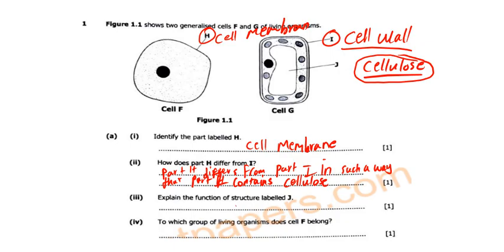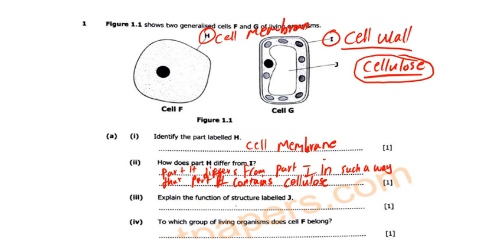Now part H differs from part I in such a way that part I contains cellulose while part H doesn't have cellulose. Yes, there are other differences you can bring about by saying that part I prevents the cell from bursting, while part H doesn't prevent the cell from bursting. There are other ways you can say it, but the best one is to say part I contains cellulose while part H doesn't have cellulose.